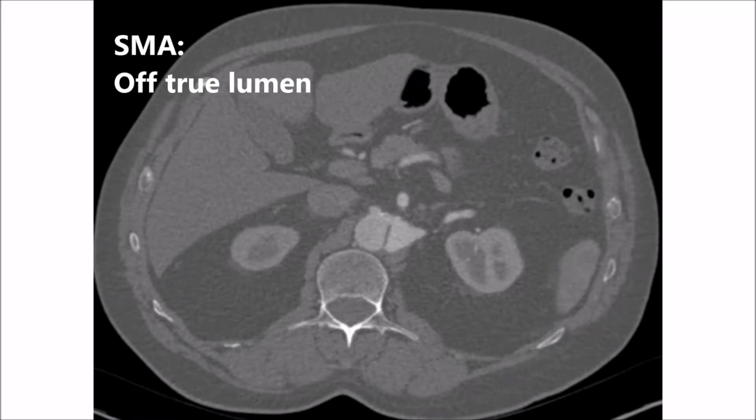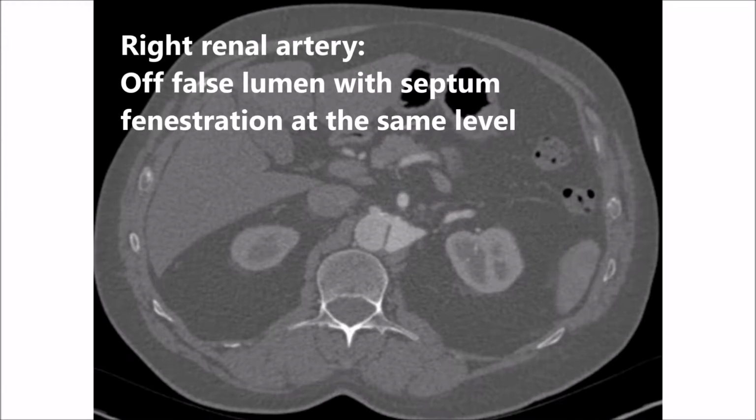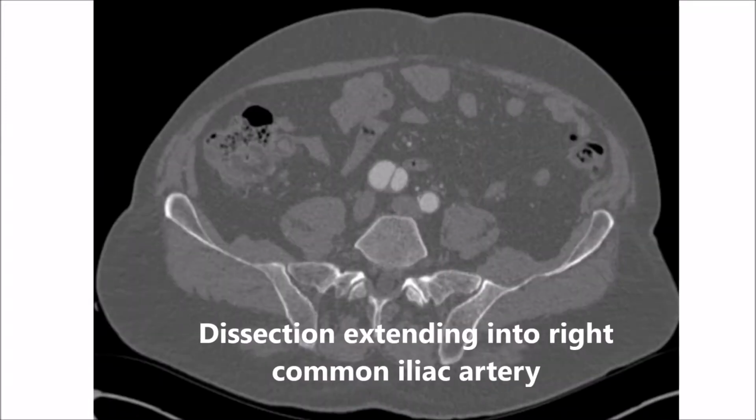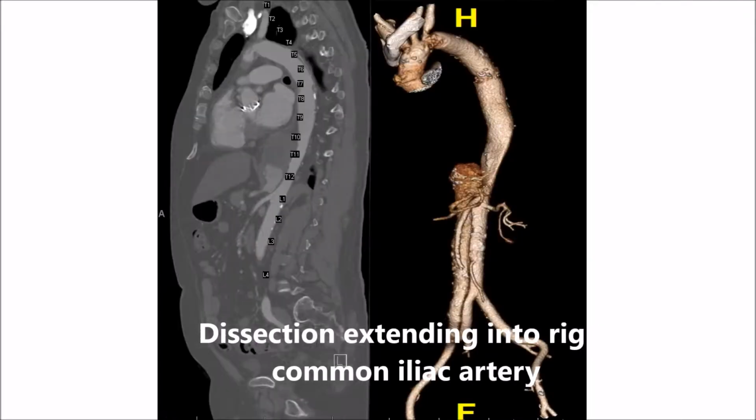The SMA comes off of the true lumen. The right renal artery comes off of the false lumen with its septum fenestration at the same level. The left renal artery comes off of the true lumen. The dissection extends into the right common iliac artery, and the left iliac artery comes off of the true lumen.